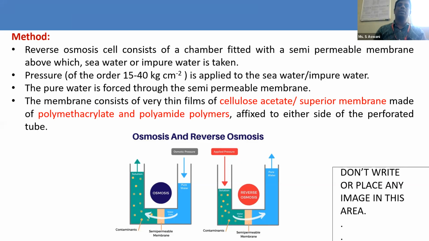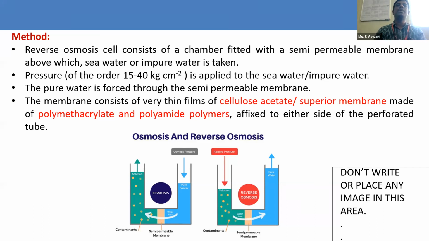So it's a wonderful process. Depending on the contaminants, we apply different types of external pressure to purify the water. If we use seawater, we apply a different pressure, and for brackish water we apply another pressure. Normally these membranes are very thin films of cellulose acetate, and some superior membranes are made of synthetic materials, which are also available.